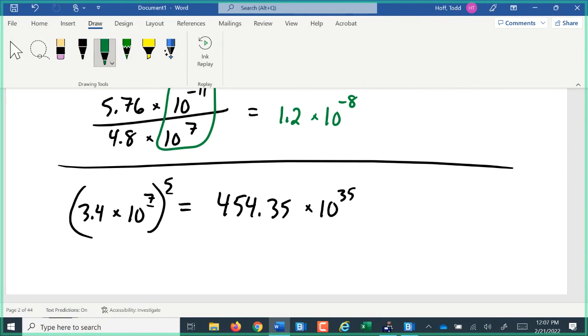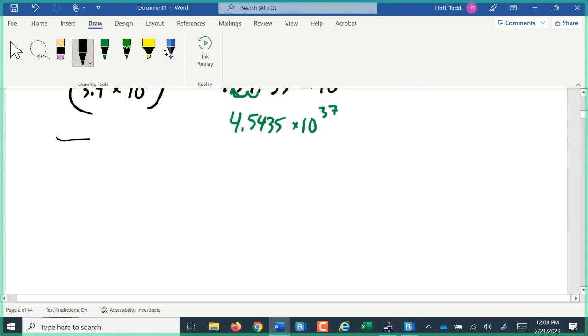Now we do have to move the decimal point. We need to actually move it 1, 2 spots. Make that 4.5435. The number got smaller by 2 spots. Our power of 10 has to get larger by 2. So 35 plus 2, 37. Roots then work the same way.